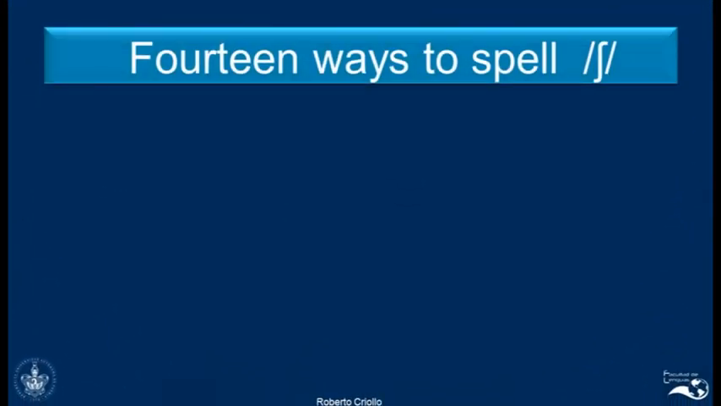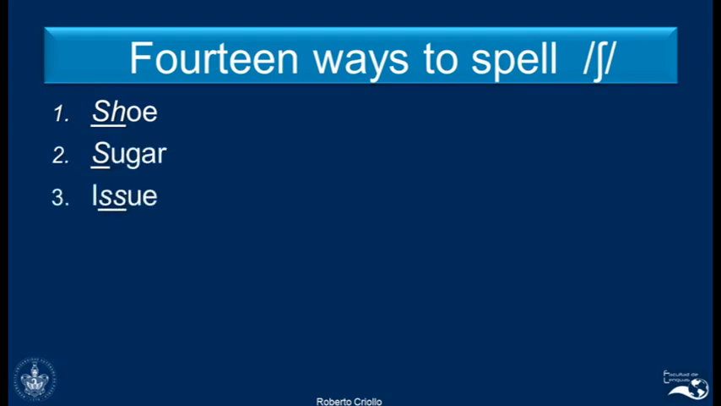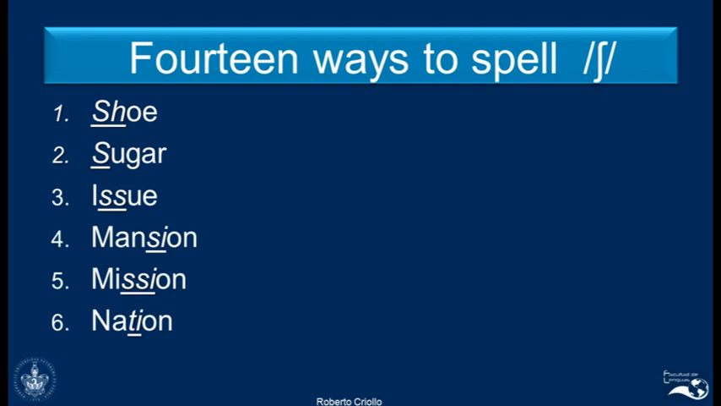In fact, the relationship between spelling and pronunciation in English is so complex that there are 14 ways to spell the sound sh. For example, shoe, we have an S and an H. Sugar, there is just an S. Issue, we have a double S. Mention, we have an S plus an I. Mission, in this case we have a double S. And what about nation? We have a T and an I. And in suspicion, we have a C and an I.